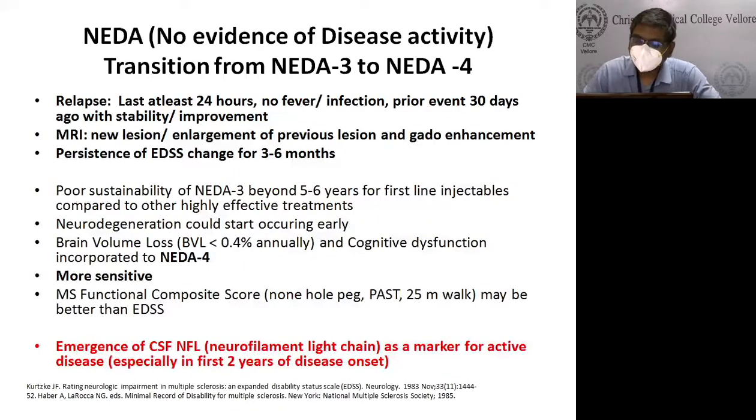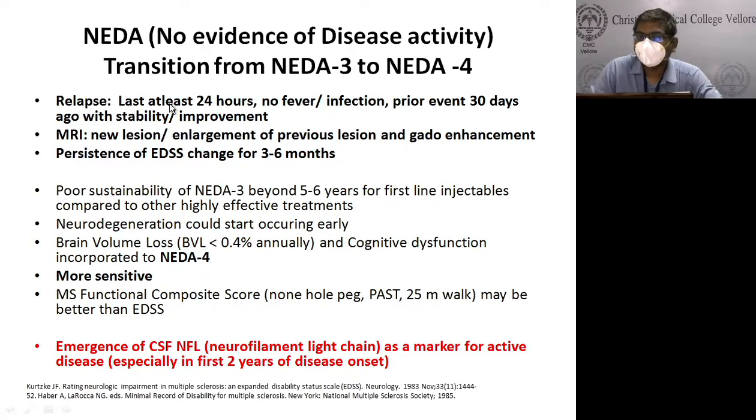The other concept which we should be familiar with is something known as NEDA, or no evidence of disease activity. Slowly we are transitioning from a 3-step NEDA to a 4-step NEDA. As part of disease activity, the things which you look for are: is there a clinical event or a relapse? Is there a new MRI lesion or enlargement of a previous lesion, or contrast enhancement of a lesion? And is there a change in the EDSS score which is persisting over a period of 3 to 6 months?